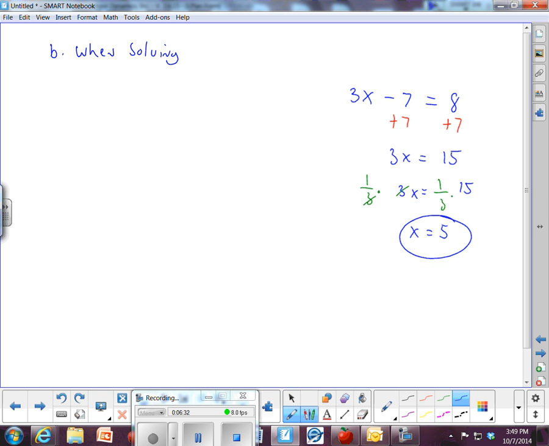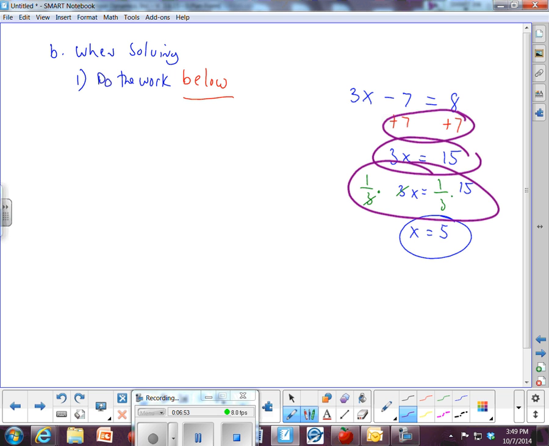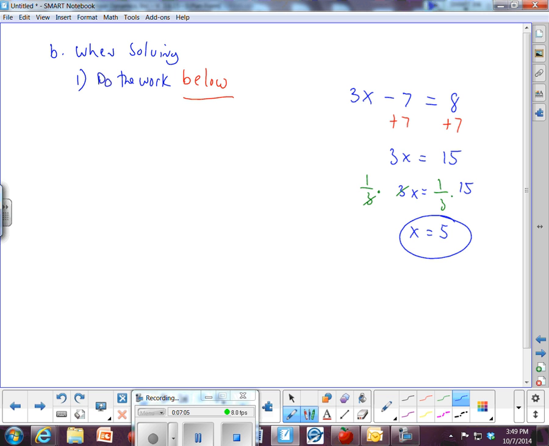Number one, do the work, and I've been harping on you about this on all of our stuff. Do the work, and I'm going to go to red, below. Do the work below. Notice this step is below, and this step is below that, and the solution is below that, right? Work down. Very, very important when solving equations.